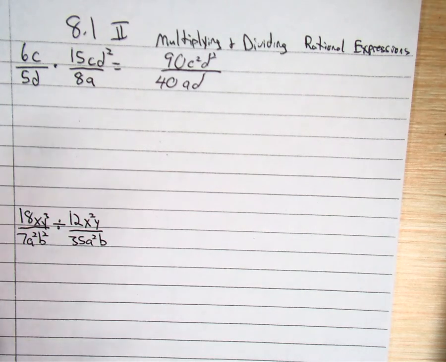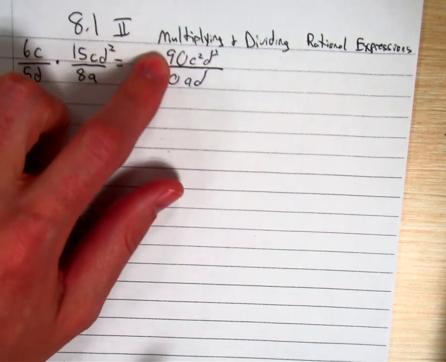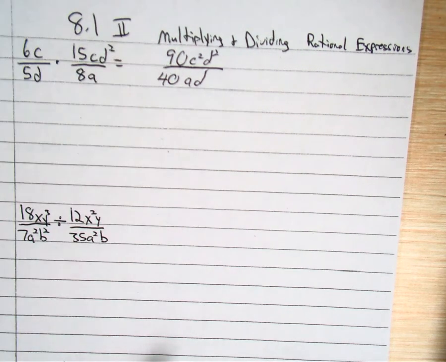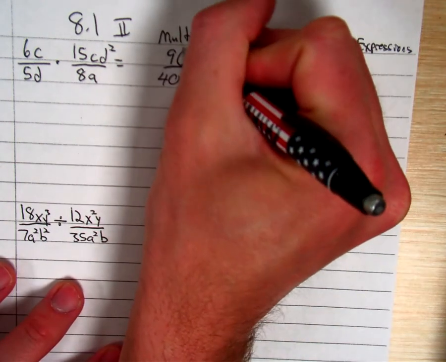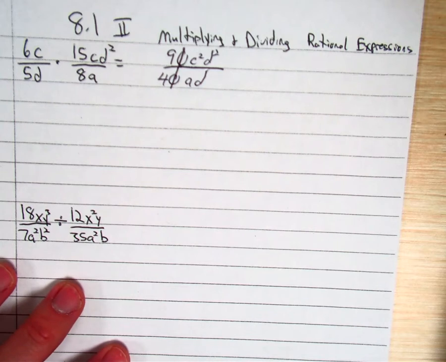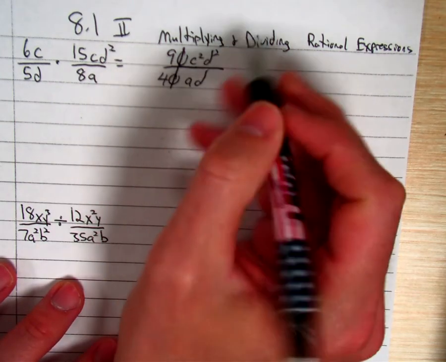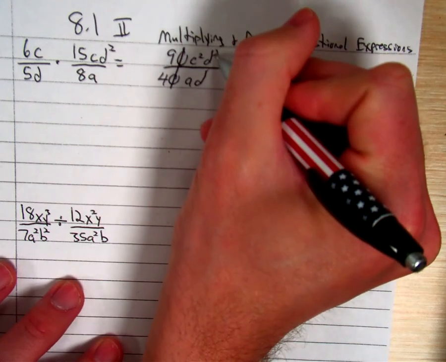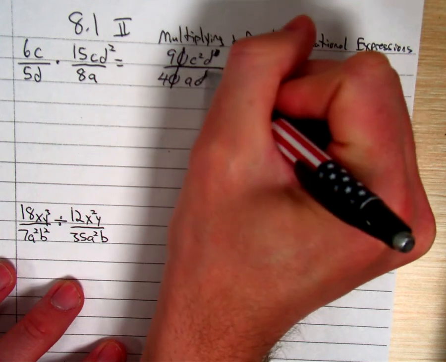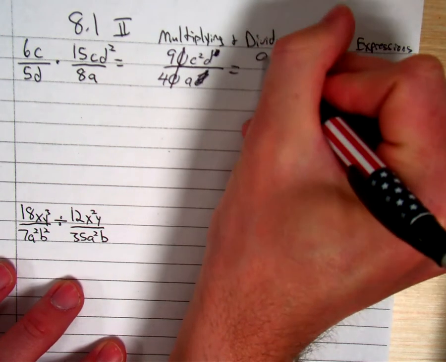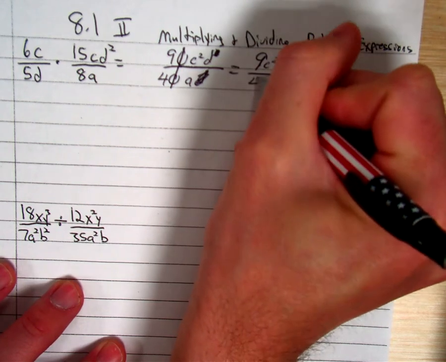Normally that won't work out so nice because you'll get really big numbers and it's going to be really hard to reduce. This time it does work out nice because 90 over 40, you can divide those by 10. And it's just 9 over 4. C squared and A, there's really nothing there. D squared over D. So there's 2 D's up top, 1 D on the bottom, 2 minus 1. We're just going to finish with 1 on the top. 9 C squared D over 4A.